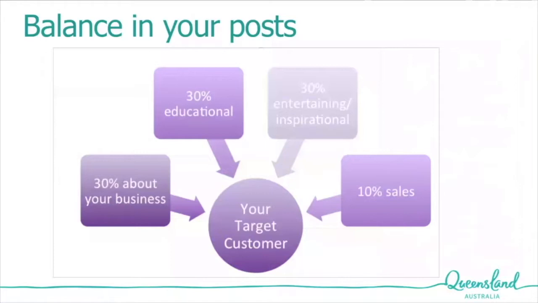But balance. How do you have a bit of a rule of thumb on balance? And we think this is quite good. So 30% about your business. What's going on in the business, behind the scenes, what's changed in the business, what's coming up. So keep people informed. This is your audience that's good enough to follow you. If you can tell it in an interesting way with a great image and keep it real, they'll like it.